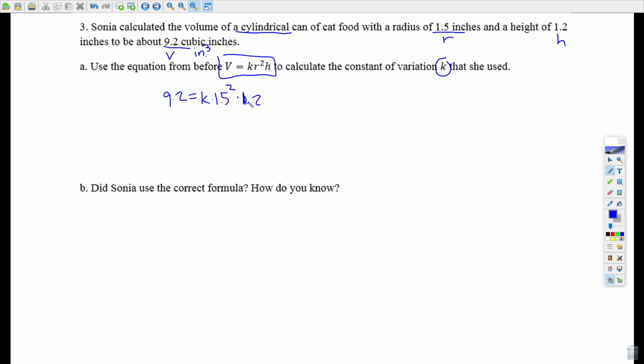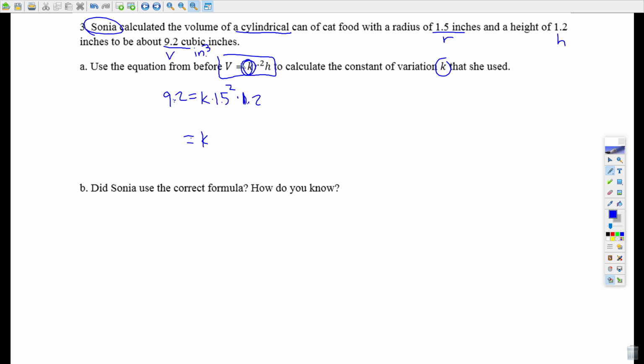So I'm actually not going to do this problem with you. You can go ahead and square it, times it by 1.2, and then divide, and see what you get for K. Remember what this K should be, what we got last time. So if it doesn't come out to be that, then something went wrong. Not with you, but with this problem. This person, Sonia, must have calculated something wrong.